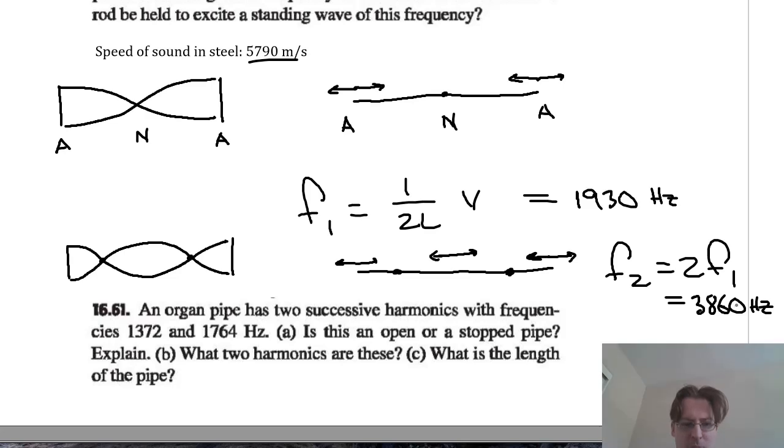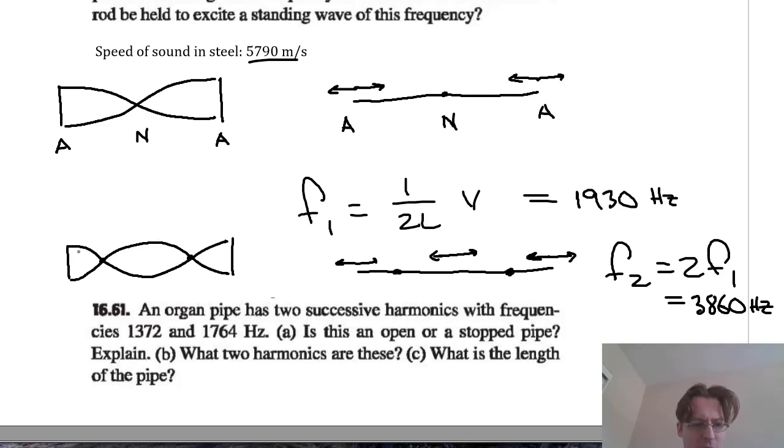If we were in the classroom, I would show you this with a steel rod. To produce the fundamental, I hold it at the center. To produce the first overtone, or the second harmonic, I would have to hold it closer to the end. Where exactly would I hold it in order to produce the second one?